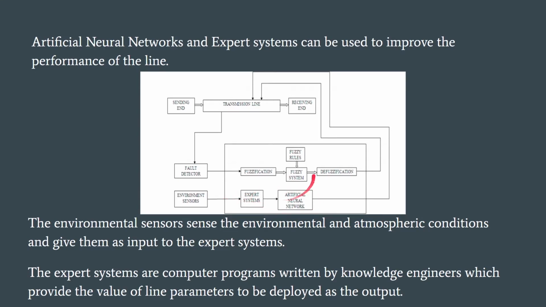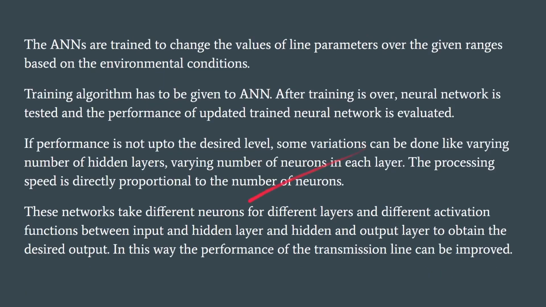This improves this fuzzy system, and overall it is easier to calculate where the faults are and they can be rectified immediately. And basic ANN training, they're trained to change the values of line parameters over a given range, and you can change those values if you're not satisfied.